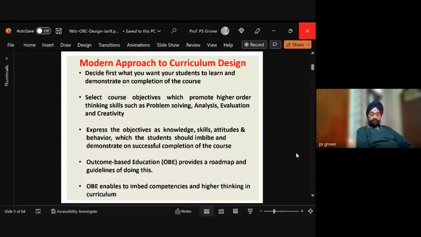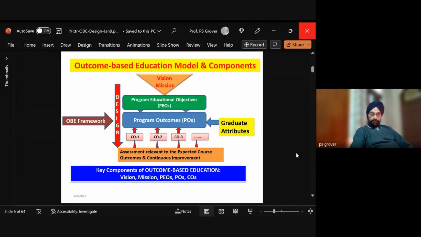Now, outcome-based education enables us to embed competencies and higher thinking in the curriculum. If what we want to achieve is built into our curriculum, which emphasizes that our students will be good listeners and will have those attributes, the 21st century attributes, then students will know about it beforehand, teachers will know beforehand, and it will be possible. And this is done with the help of the outcome-based education approach.